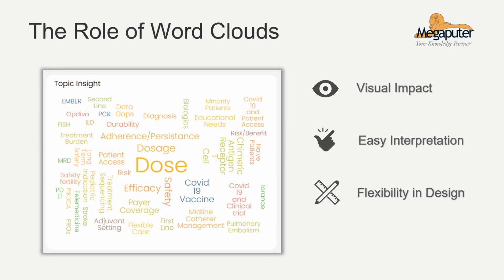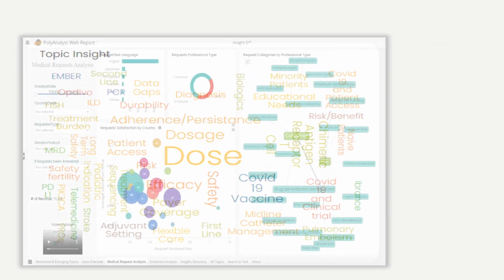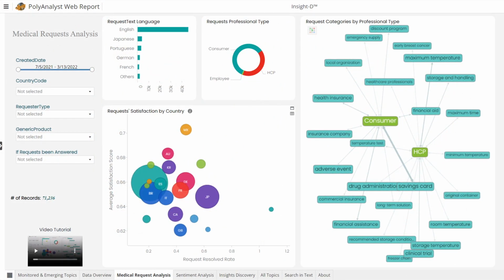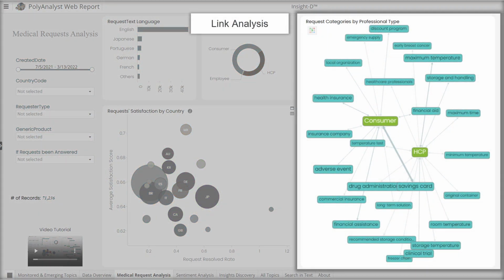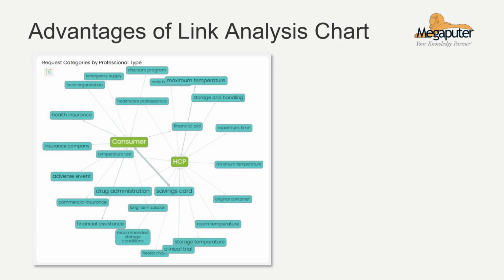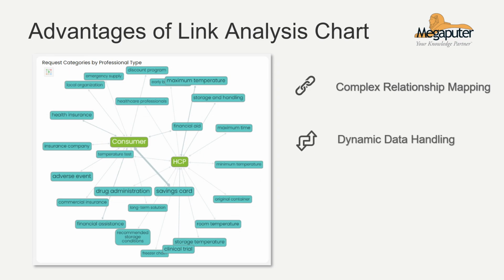If you want to explore complex relationships between a large number of entities, link analysis charts are a good choice. For example, when studying medical request data, different customers may tend to ask certain questions. Compared to traditional charts, link analysis charts help identify patterns and clusters in the data and handle dynamic data well. When there are many nodes or dense links, the chart can become difficult to read and interpret.